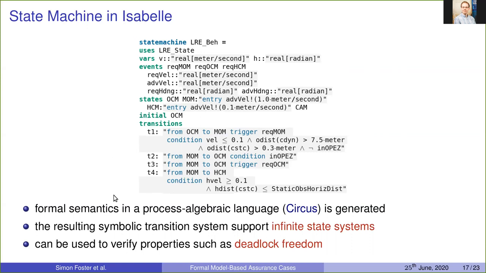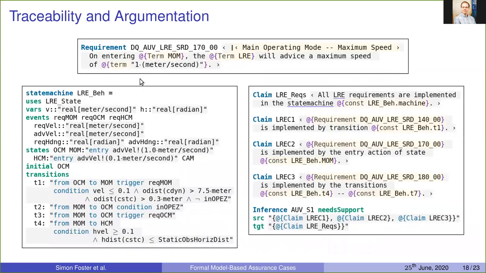So we can use this to verify properties such as deadlock freedom, but also more specific requirements. We'll see an example of that in a little bit. But you see, once you've embedded your formal semantics into Isabelle, now we can actually start to create a model-based assurance case. And this slide is really showing how all these different notations play together.